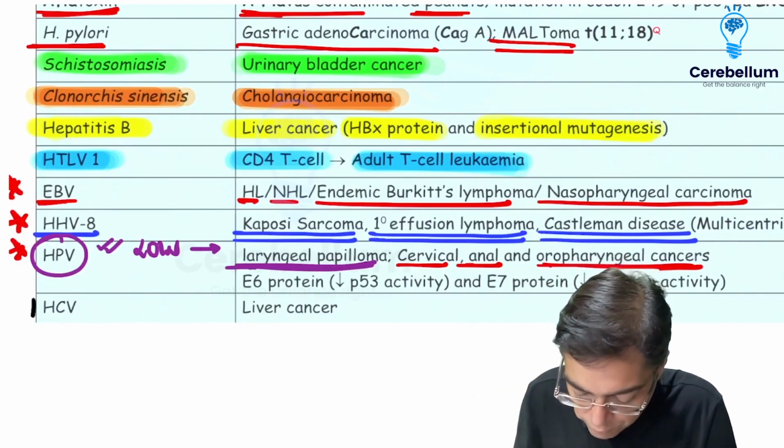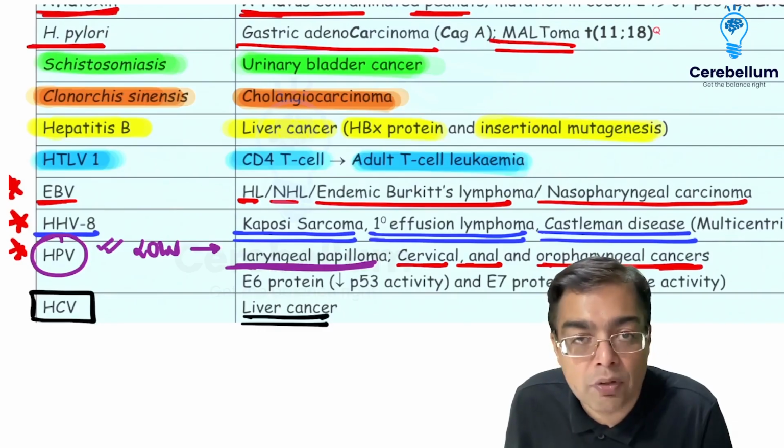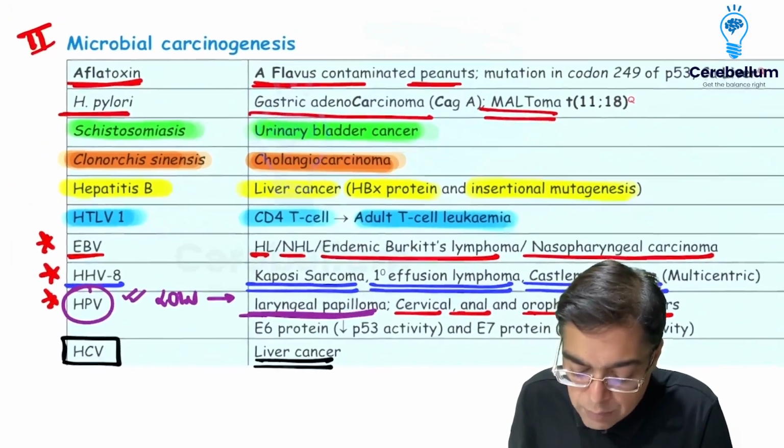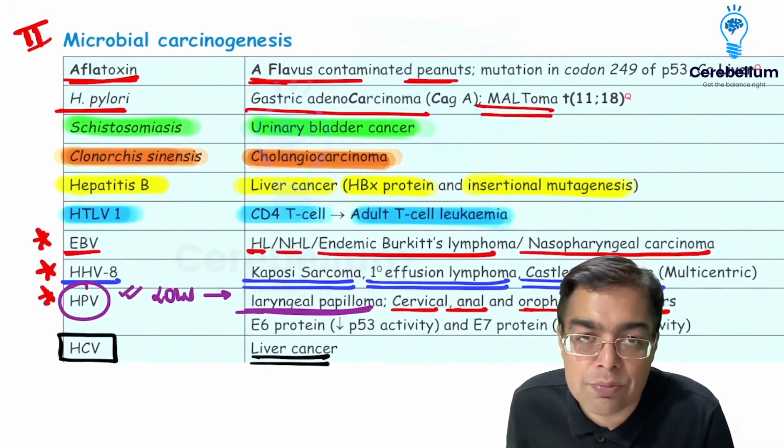Then making a mention of hepatitis C virus, that is going to contribute to the development of liver cancer. Right? So those are the important examples of some of the important microorganisms which are responsible for having an association with different types of cancers.